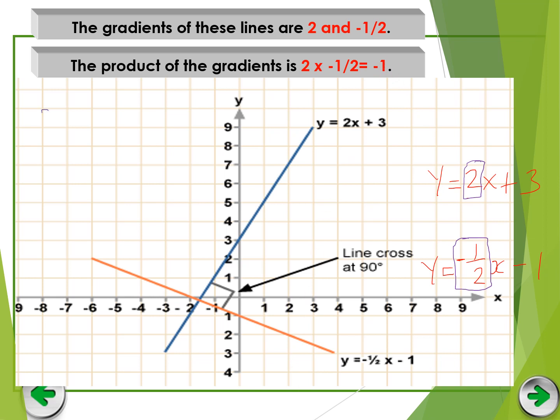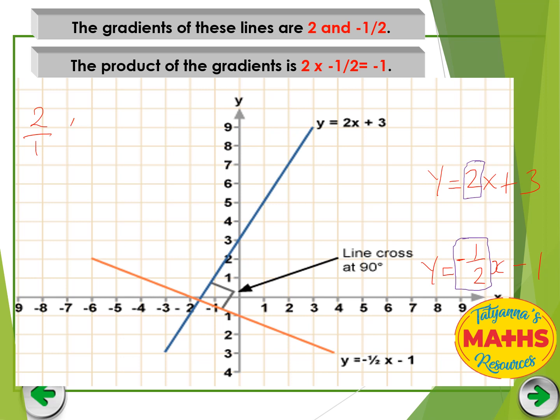So 2 over 1 times this -1 over 2. This will cancel. We're going to get -1. So it is true, they are perpendicular lines.